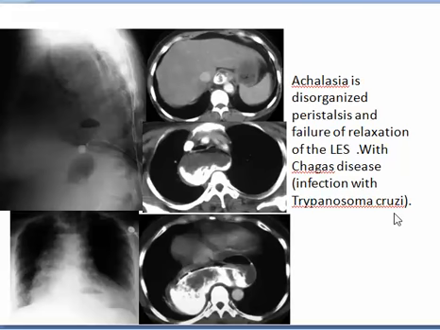Achalasia is disorganized peristalsis and failure of relaxation of the lower esophageal segment. With Chagas disease, it's usually common. And what is Chagas? It is infection with Trypanosoma cruzi. But achalasia is another famous condition due to defective neural elements at the lower esophagus, as in young females.